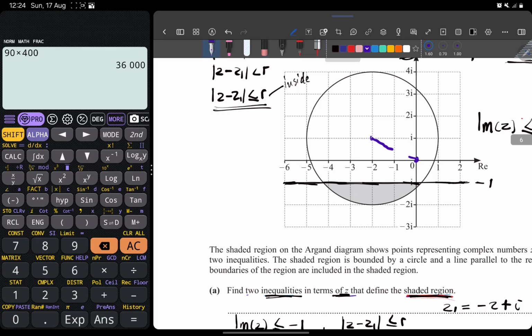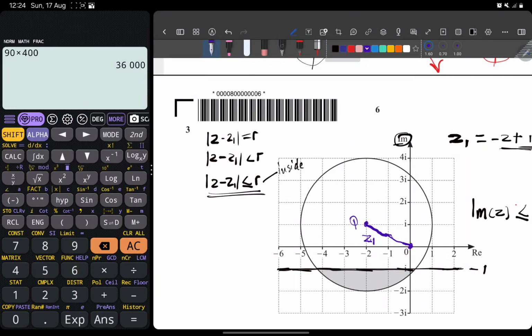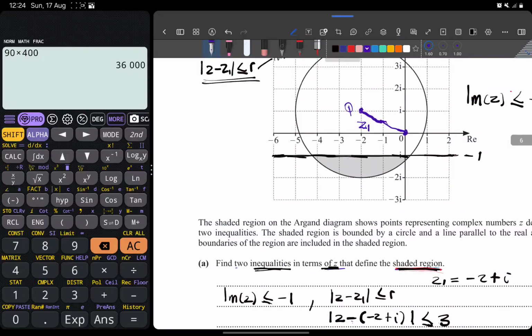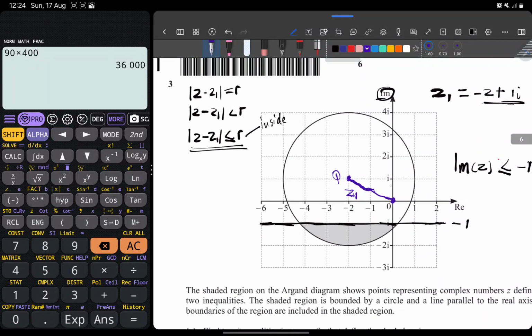I know somebody is answering me somewhere. This is our point Q, the new center, and we said this is going to be our z1, right? Which we already made. What about z? So that we can talk about the modulus, because they want the greatest value for the modulus of z. What about z? Z is from what? Z is from the 0, 0 to any point on the circumference. So z is measured from here to the circumference of your circle.